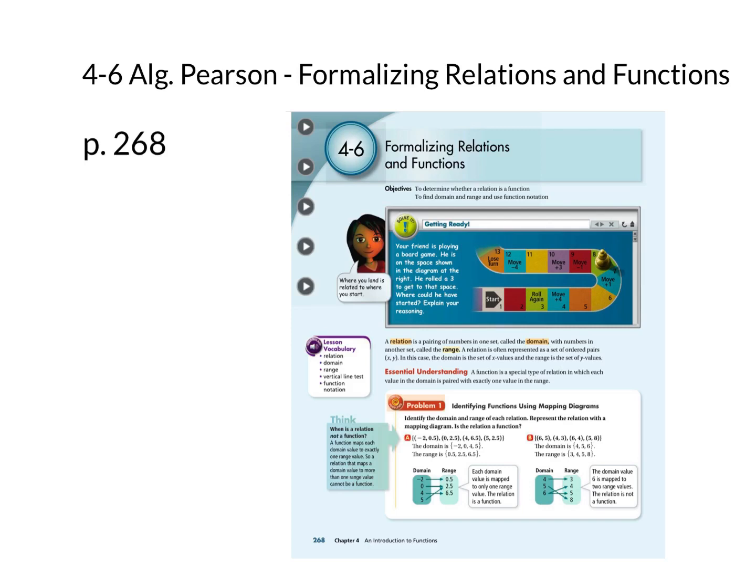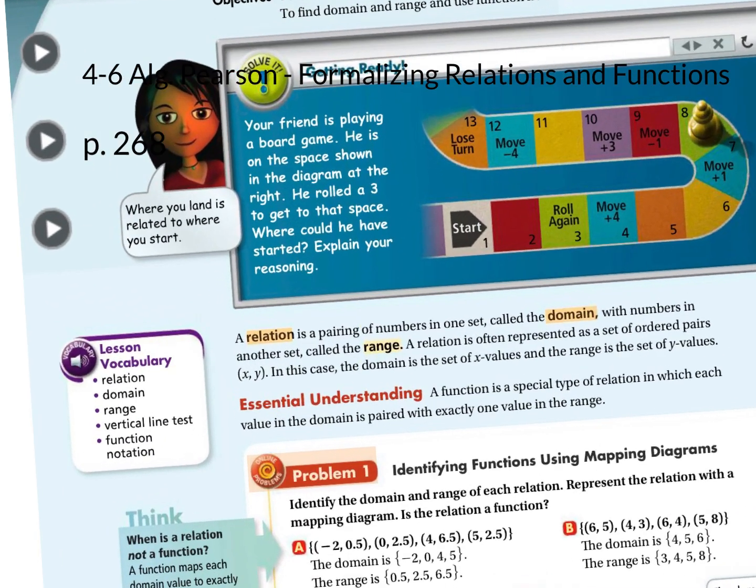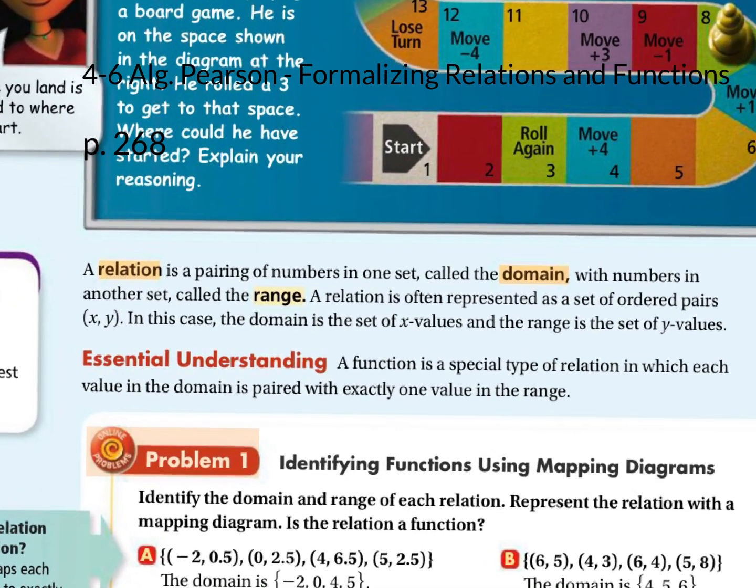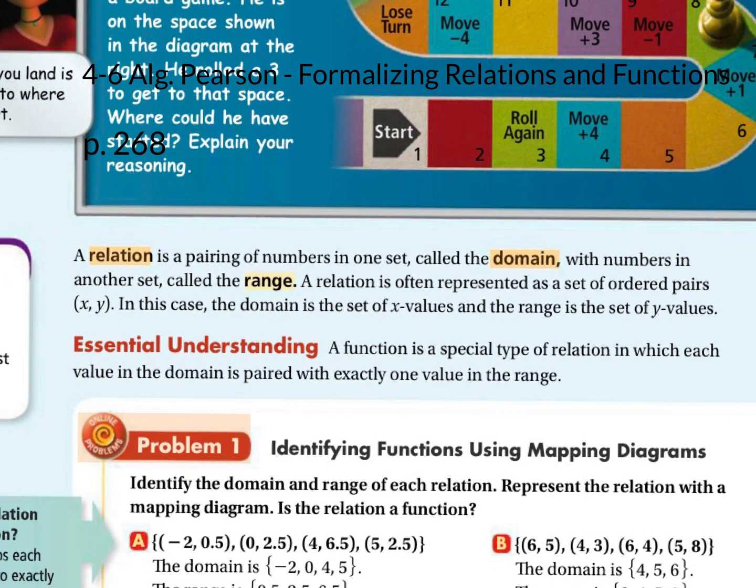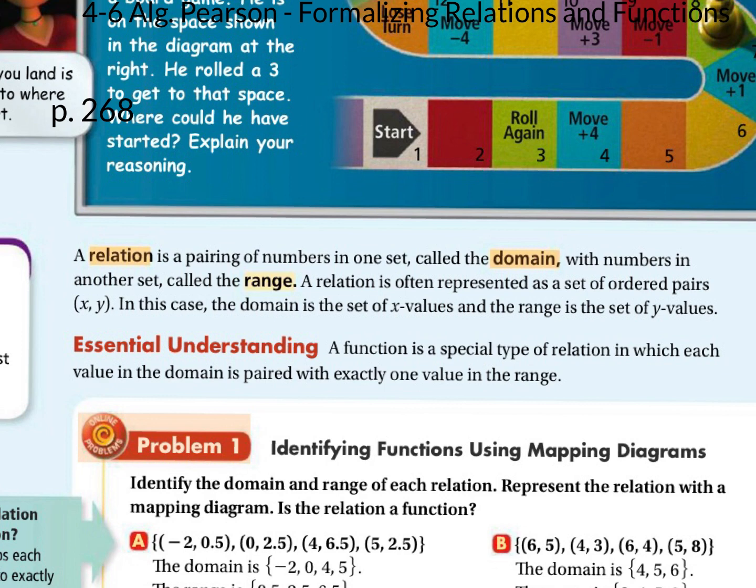Page 268, Lesson 4.6 is on formalizing relations and functions. So a little bit of vocabulary here. One thing is we can talk about a relation, which is a pairing of numbers in one set called the domain with the numbers in another set called the range. So domain is the x values, range is the y values. And then when they're paired together, that forms this relation.